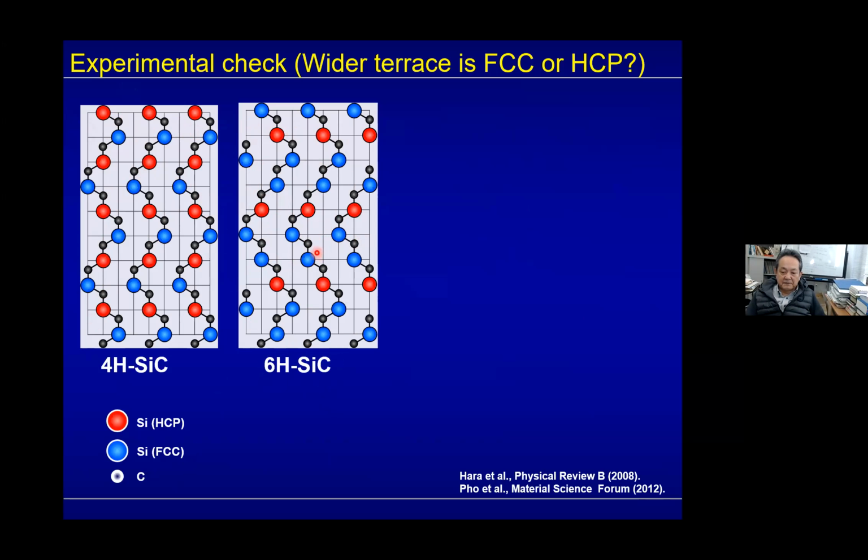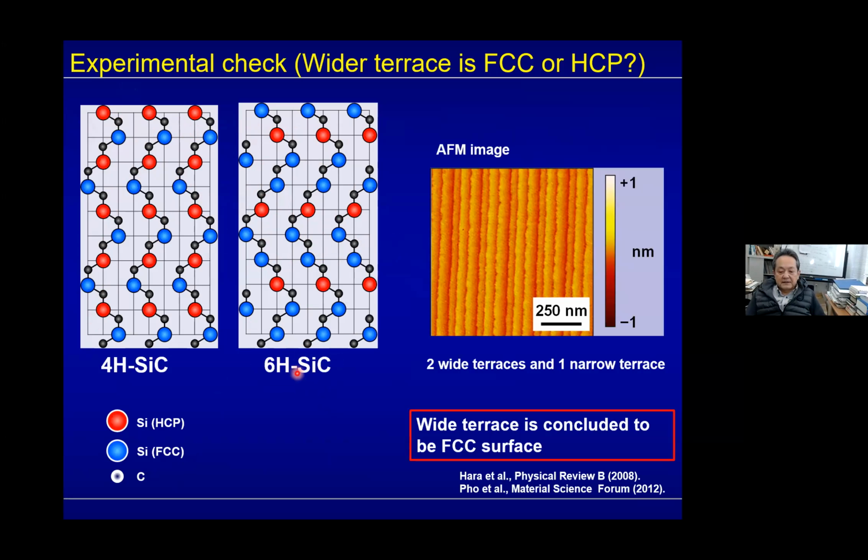We checked the CARE process surface. So in the case of the 6H SiC, you can see here the step and terrace structure is like this. As you can see: narrow, wide, wide, narrow, wide, wide, narrow, wide, wide, narrow, wide, wide.